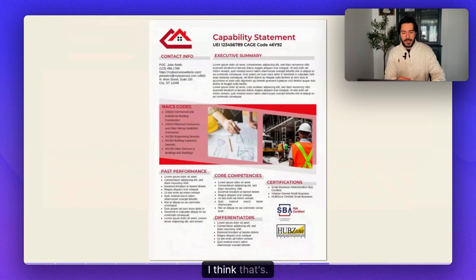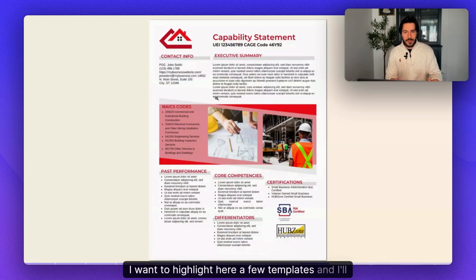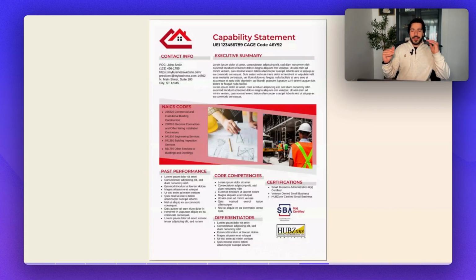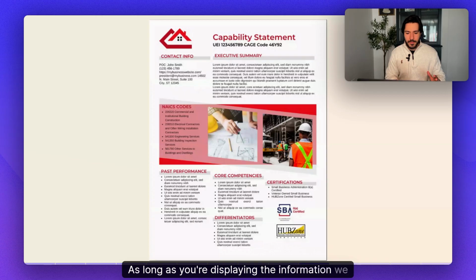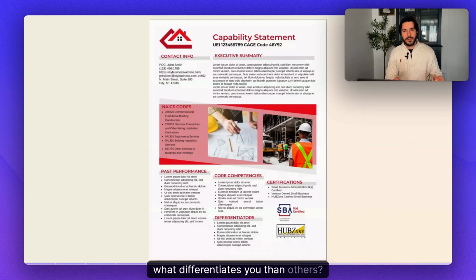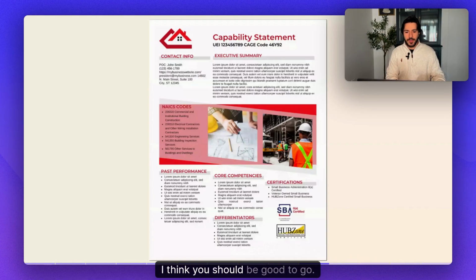Once that's done, I think now you have a capability statement. I want to highlight here a few templates, and I'll have the link in the description as well. There are different ways and different templates you can use to highlight these main points, and you can be creative. Some people like a clean, resume-style capability statement. As long as you're displaying the information we talked about, the summary, contact information, past performances, capabilities, what differentiates you from others, your codes, and your certificates, I think you should be good to go.